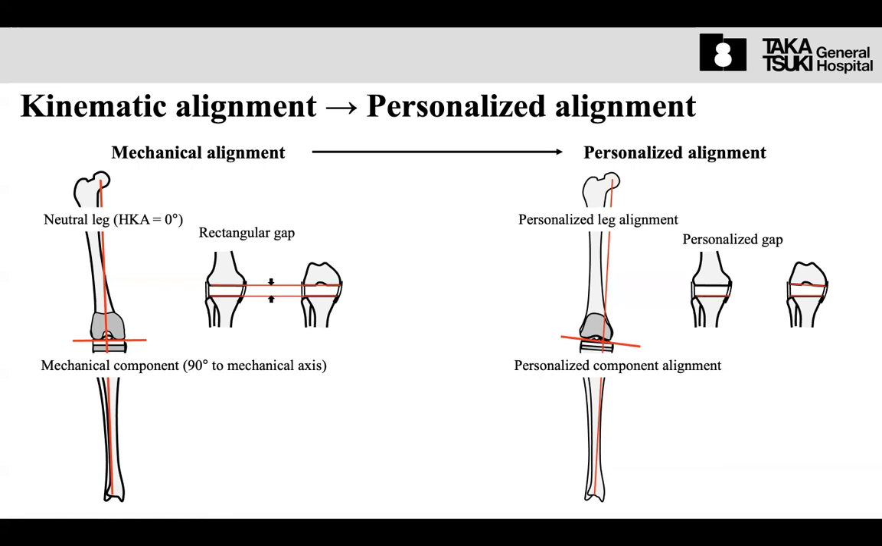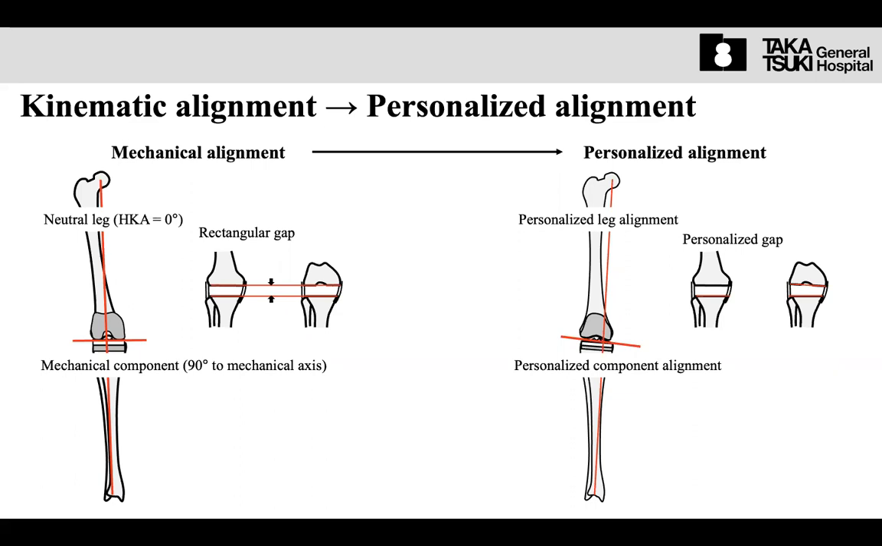Roughly speaking, in personalized alignment there are two approaches. The first one is to restore the patient's native anatomy, native morphology, and native leg alignment. So resurfacing, restoring the patient's disease condition. This is the kinematic alignment group. Another one is the functional group.